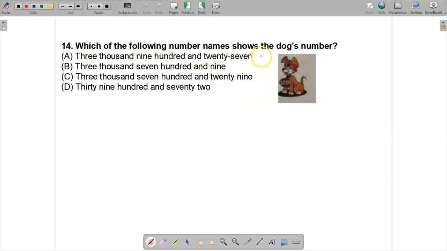Which of the following number names shows the dog's number? The dog's number is 3729, that is 3 thousands, 7 hundreds, 2 tens and 9 ones. Check here: it is 3729, so option C is correct. Why? Because the other options are 3927, 3709, 3900 and 3972. So only option C is correct.